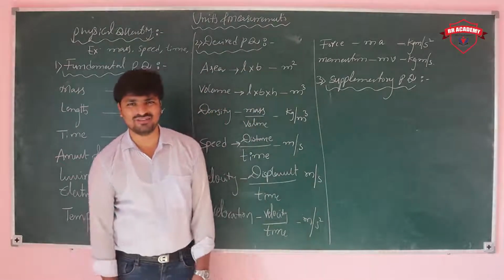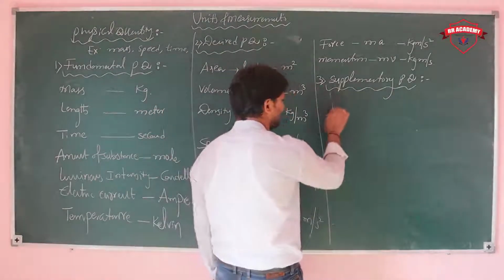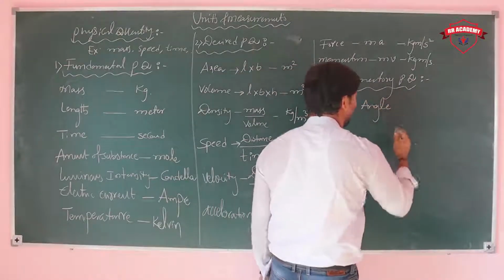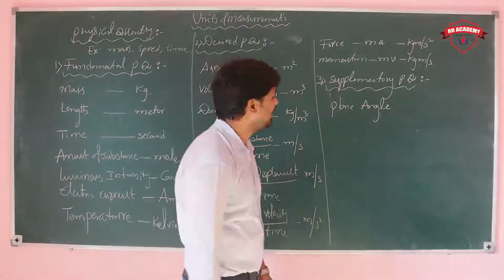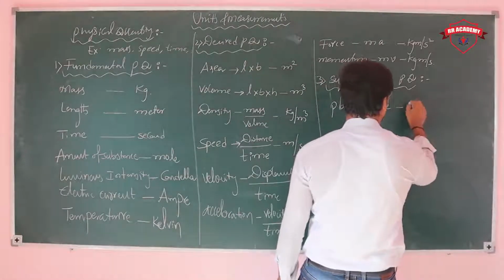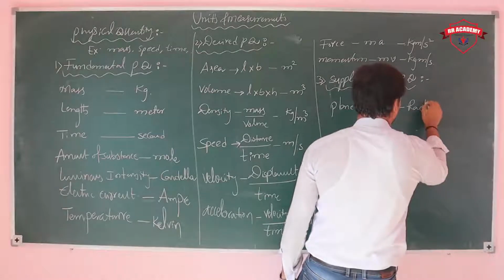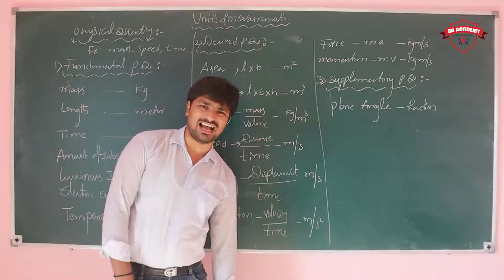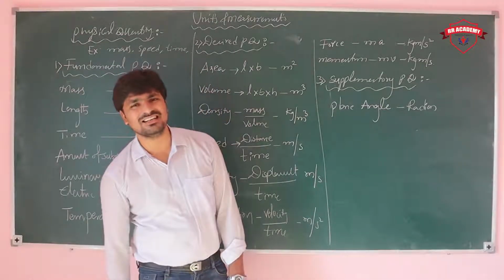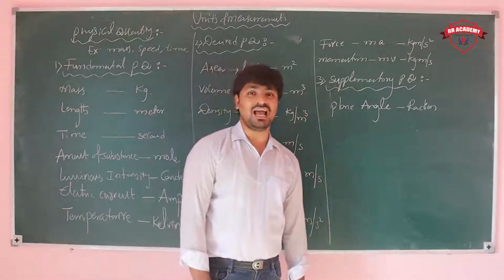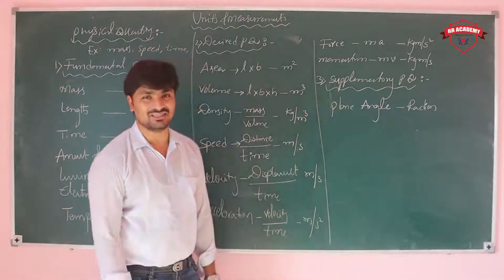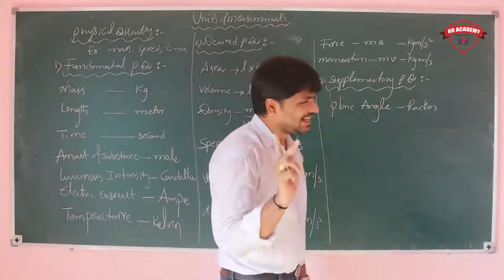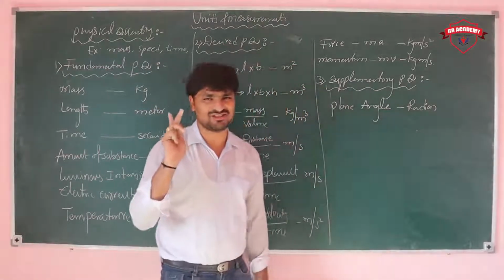What are the supplementary physical quantities? Have a look. Plane angle. What is this plane angle and what is its unit? The unit is radian. What is this plane angle? Generally, whatever we use for the angles of a triangle, the sum of the angles in a triangle is 180 degrees. The sum of the angles in a square is 360 degrees. The plane angle is 2D; we are measuring it two-dimensionally.